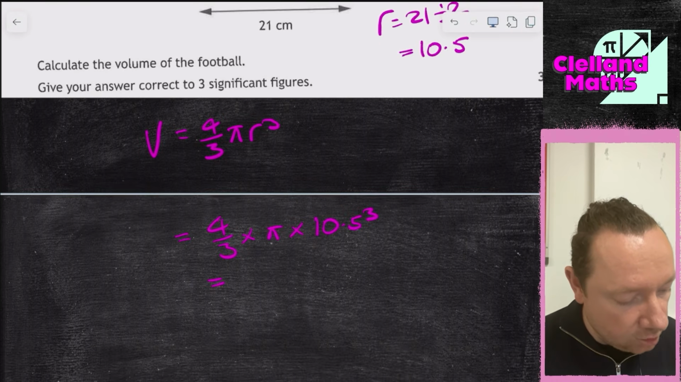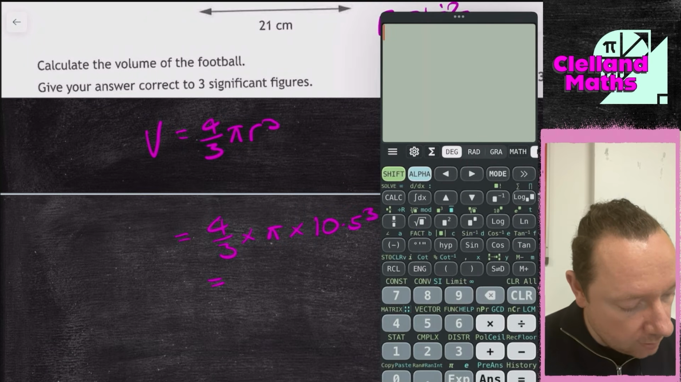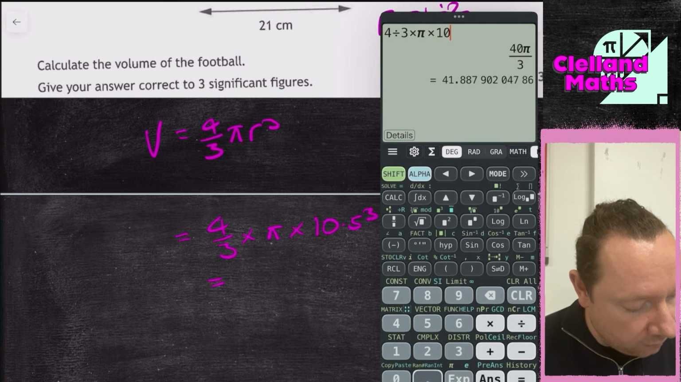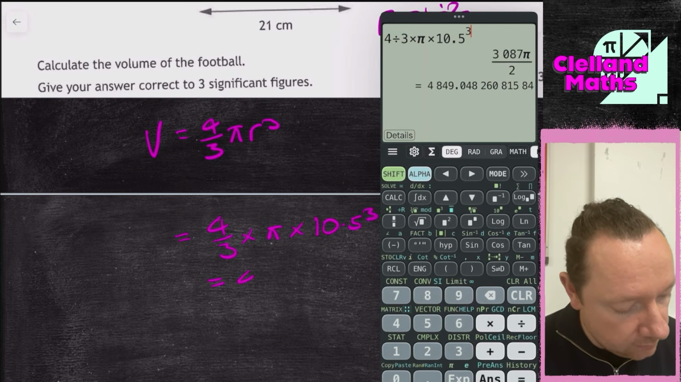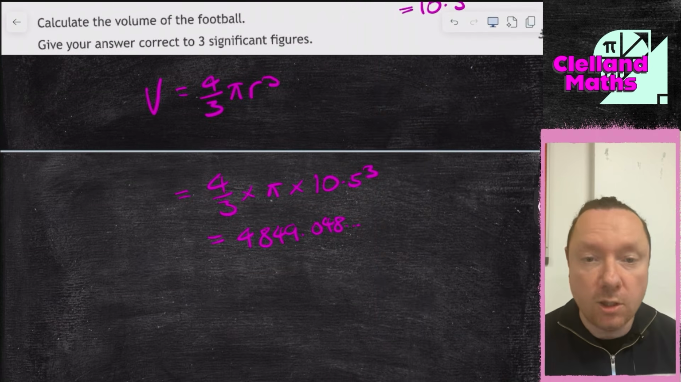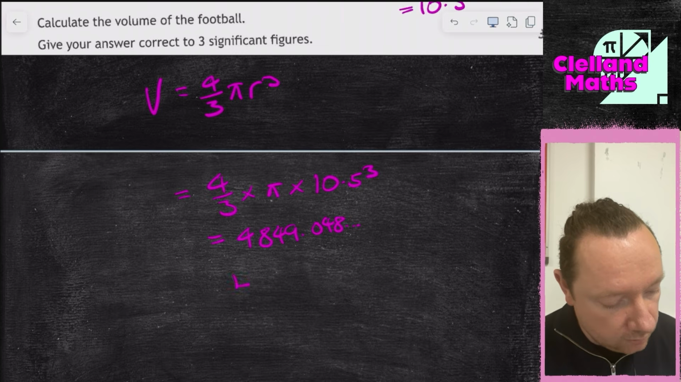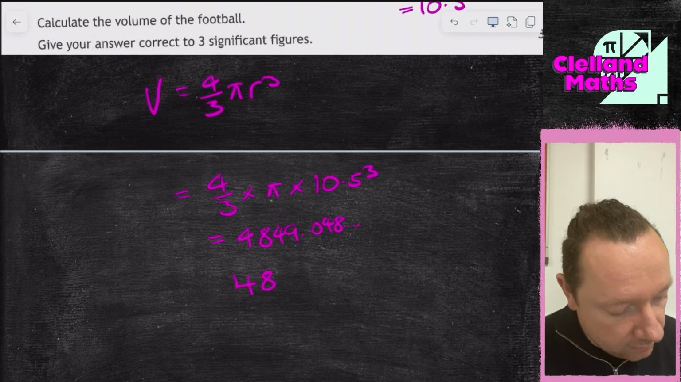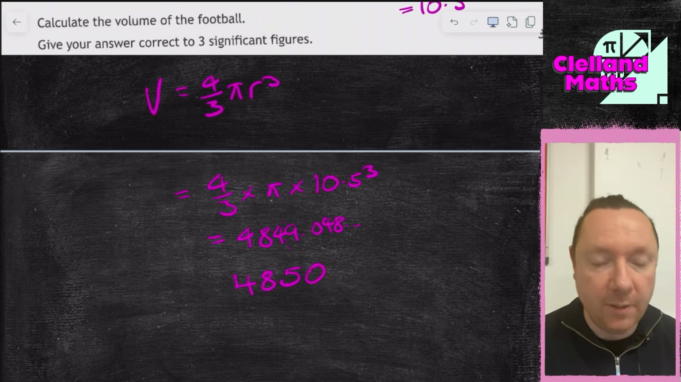Get my calculator as usual. 4 divided by 3 times the pi button times 10.5 to the power of 3 is 4849.048. I need to round that to 3 significant figures. So that's 4, 8, cut in here, 9 goes up to 5 then, and 0. 4850 centimeters cubed.